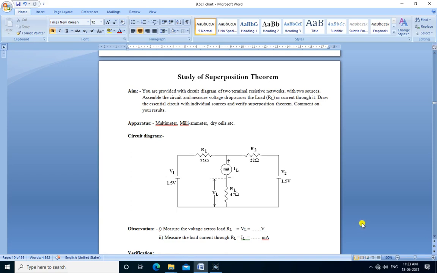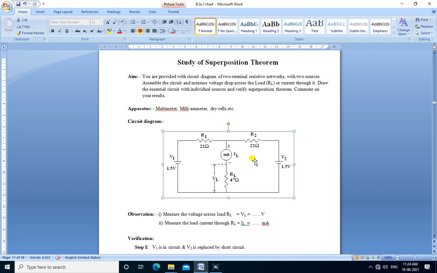Hello friends, we are going to perform the practical study of superposition theorem. Aim: you are provided with a circuit diagram of two terminal resistor networks with two sources. Assemble the circuit and measure voltage drop across the load RL or current through it. Draw the essential circuit with individual sources and verify superposition theorem. Comment on your result.